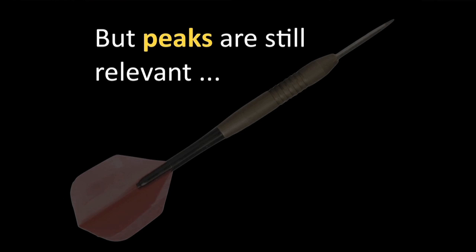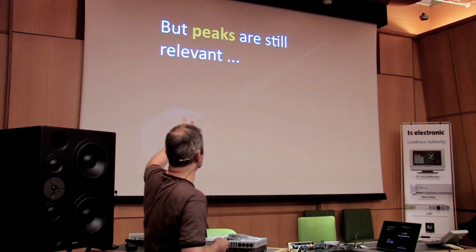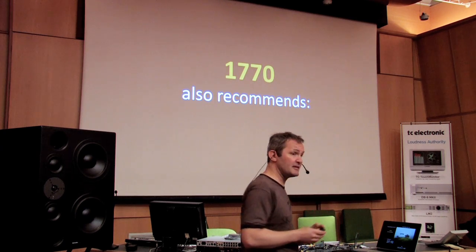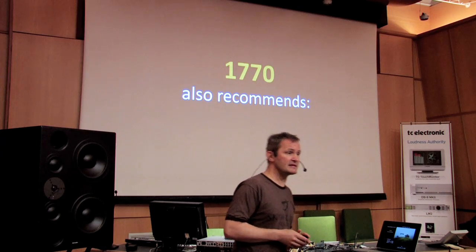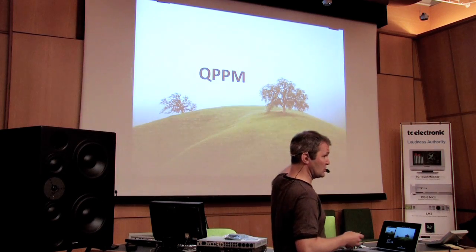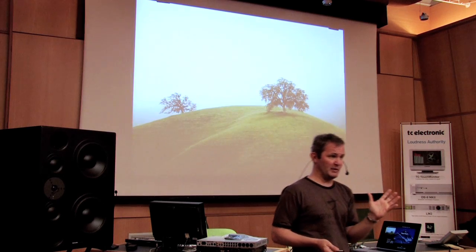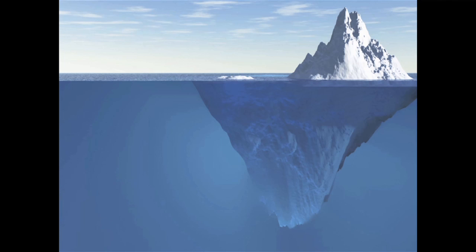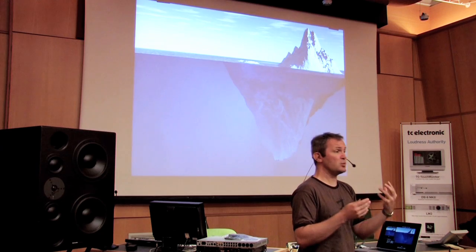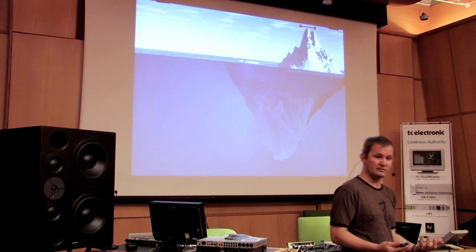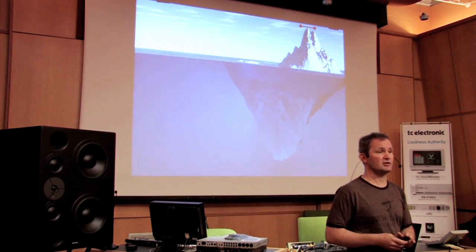Nevertheless, peaks are still important. It's still important to measure the peaks. And that's where, again, 1770 comes into play. Because 1770 not only recommends the algorithm for how to measure loudness, but it also recommends a new way to measure peaks, getting rid of the QPPM and actually measuring the true peaks of a signal. And if we go back to the comparison with the iceberg, we really want to measure this very peak up here, because we need it for electrical reasons, not to distort our signal chain.